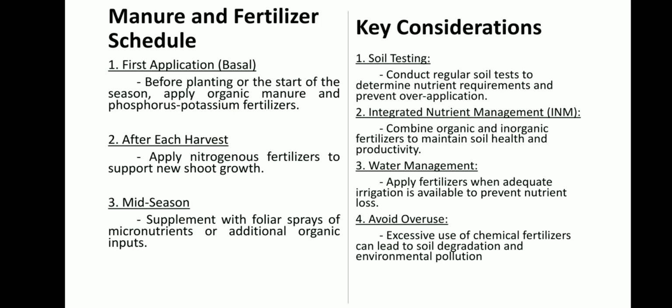Then key considerations. Soil testing: conduct regular soil tests to determine nutrient requirements and prevent over application. Integrated nutrient management: combine organic and inorganic fertilizers to maintain soil health and productivity. Water management: apply fertilizers when adequate irrigation is available to prevent nutrient loss. Then avoid overuse: excessive use of chemical fertilizers can lead to soil degradation and environmental pollution. These are all the key considerations during manuring and fertilizing.